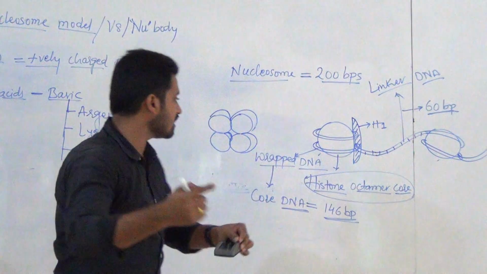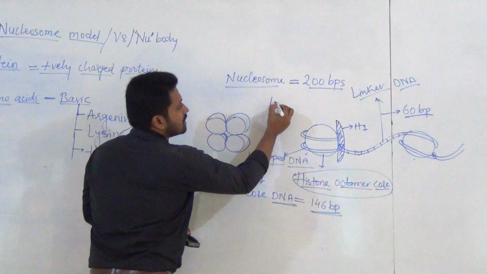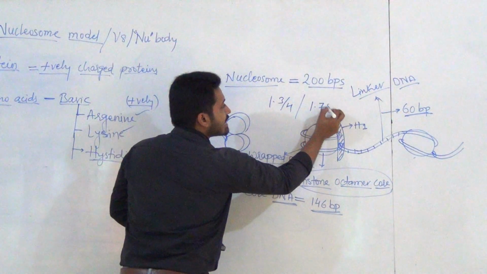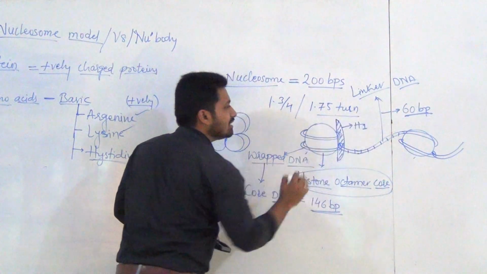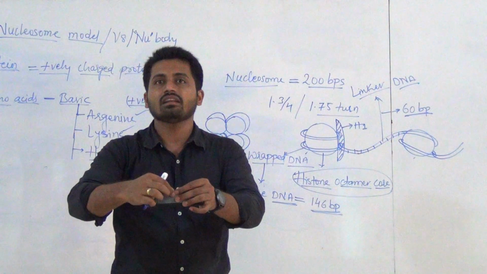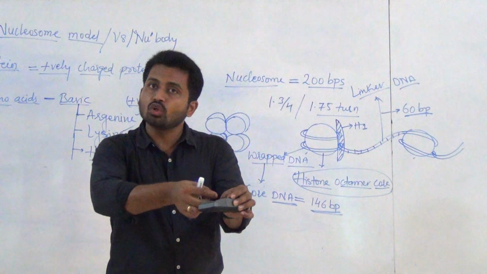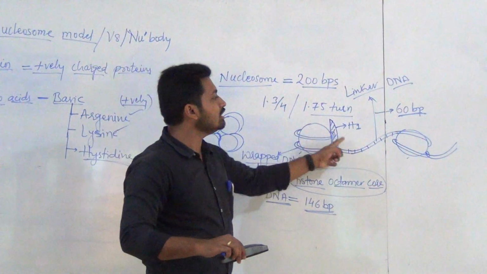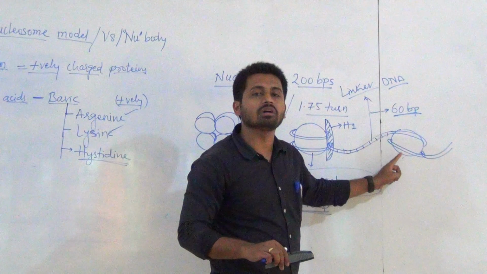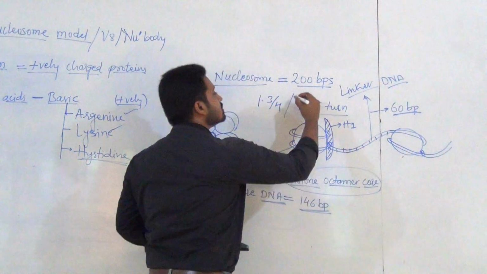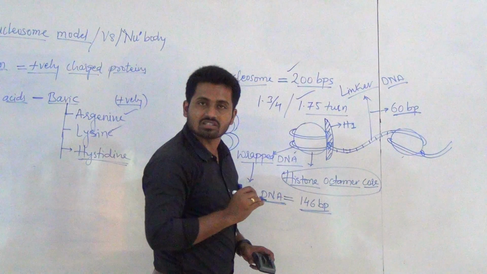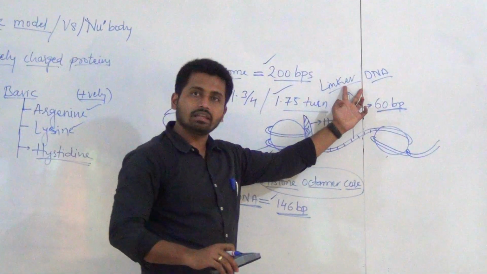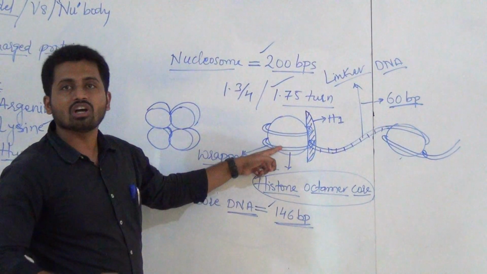It means how many turns is it completing? That is 1.75 turns. One complete turn, then one half, and then 0.25 turn. That is 1.75 turns it is going to complete, and then the DNA leaves and attaches to another histone octamer. This value is important for exams, for entrance exams. These numbers are very important. This is called linker DNA. This is called core DNA, which is wrapped around this.